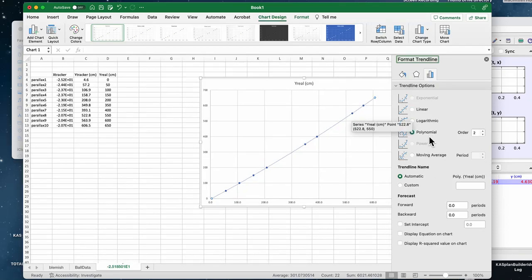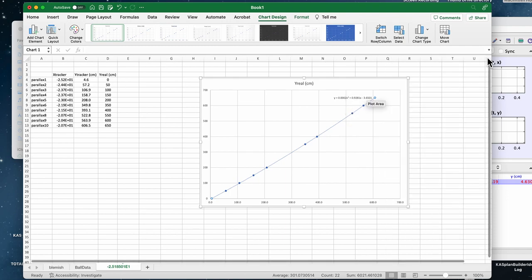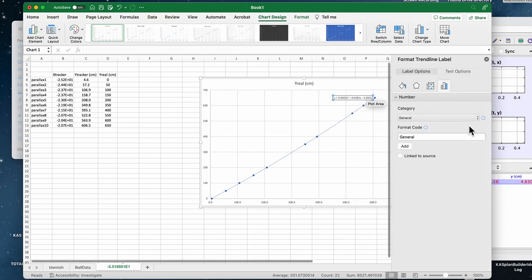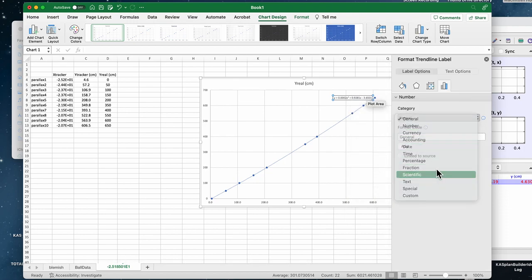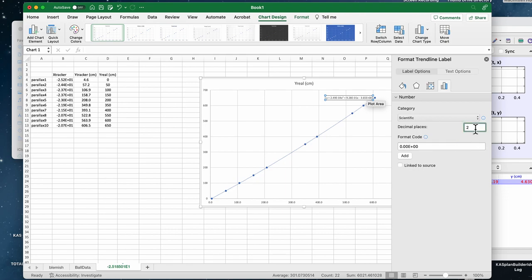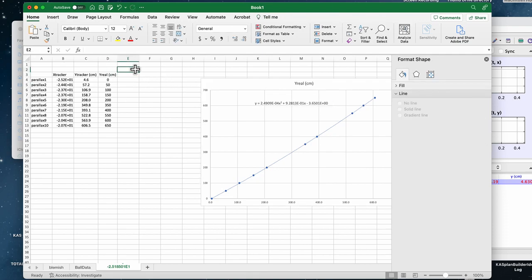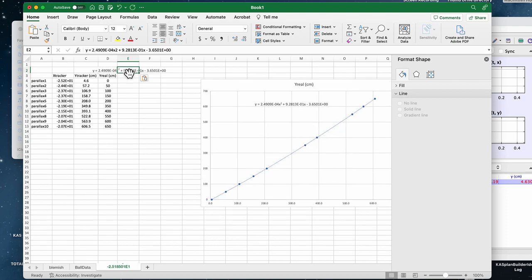And we're going to do a polynomial fit. And yes, we want to see what the equation is. We're going to format the trend line label so that we can see in more detail what it is. So scientific, and then we're going to put in four decimal points, make it bigger so we can see it, and then copy it. And this is now our equation.